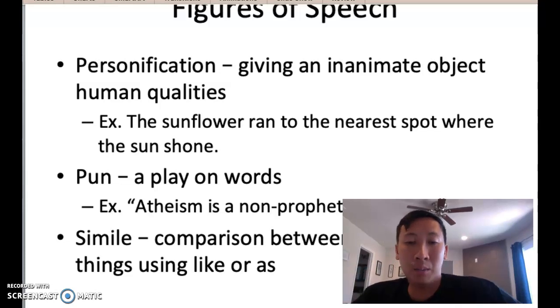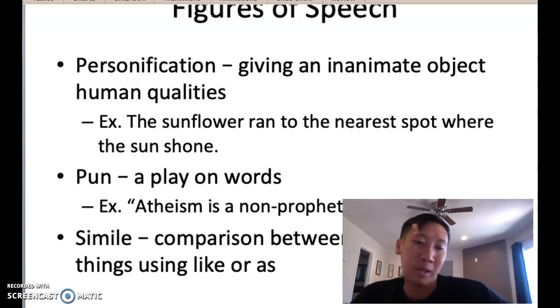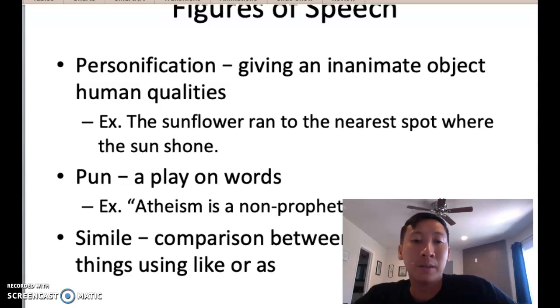A pun is a play on words. Our example here is atheism is a non-profit institution. Profit being both a biblical term as well as a play on words to show that the only intention for the institution is to gain money, acquire profit for its own financial gain. And lastly, a simile is a comparison between two unlike things using like or as.